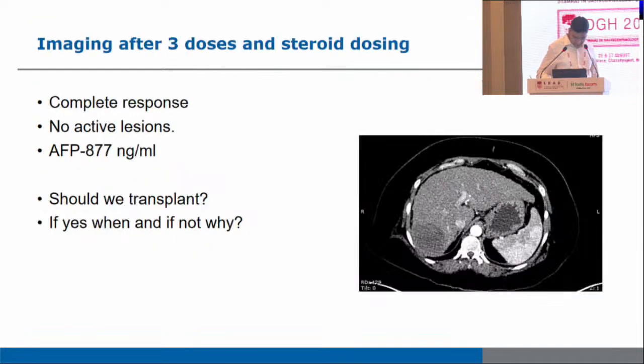So for this patient, after 3 doses and steroid dosing, a complete response was achieved and the tumor decreased, but AFP was still 877. Should you transplant? If yes, when, and if not, why?